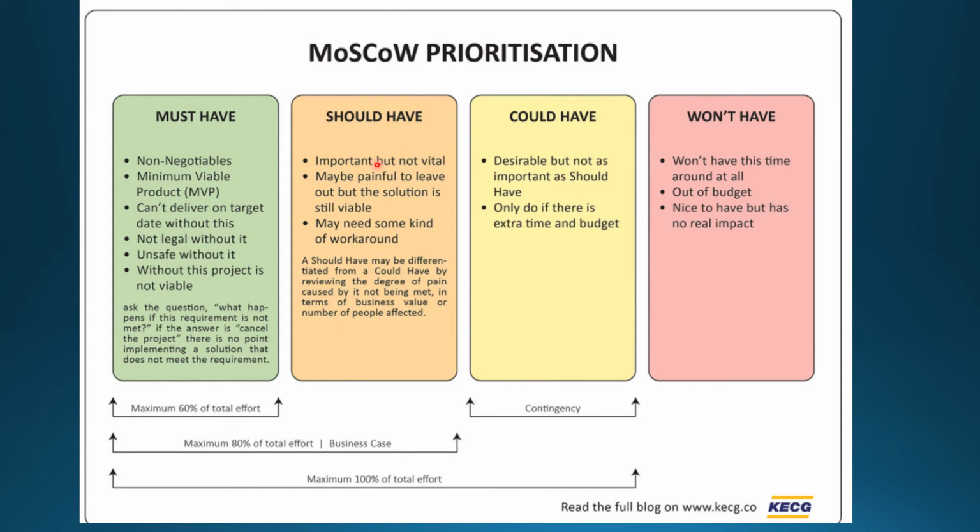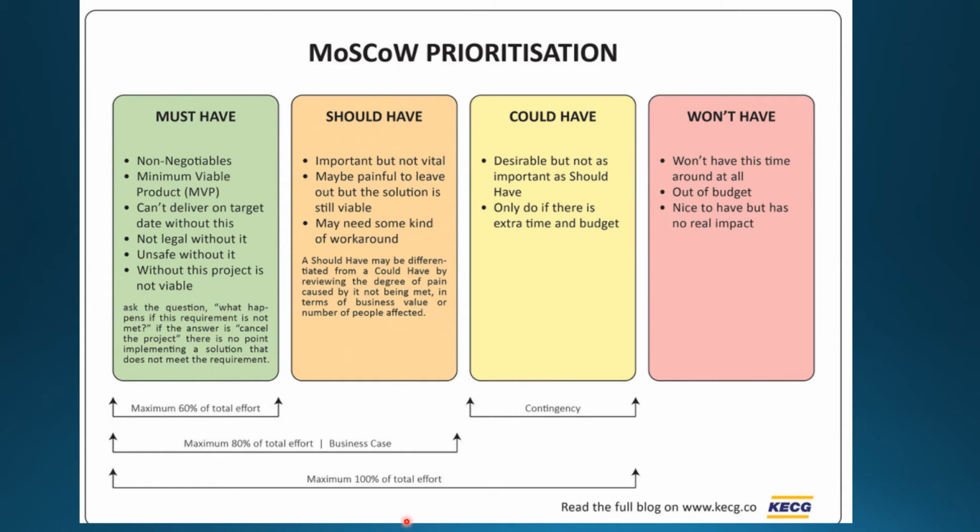Should have items are important but not vital, maybe painful if you leave them out. Could have items are desirable, nice to have. Won't have items are nothing, which you don't want to include.